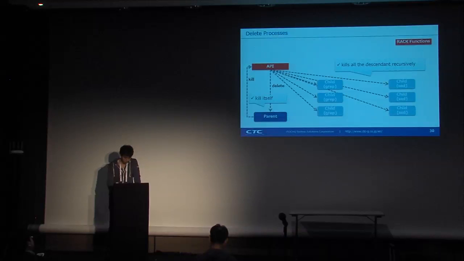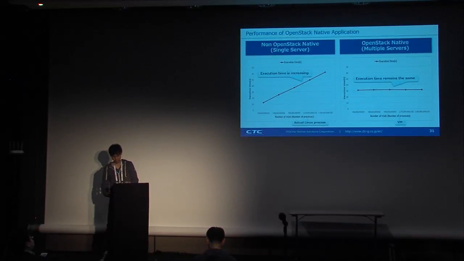So when all input files are processed, the parent process kills itself. A LAC API terminates all the descendant processes recursively, as I mentioned before. So as a result, all processes will be terminated. So that is how this application works. This is a very good and simple example of an application that makes a lot of processes communicate with each other via a pipe.